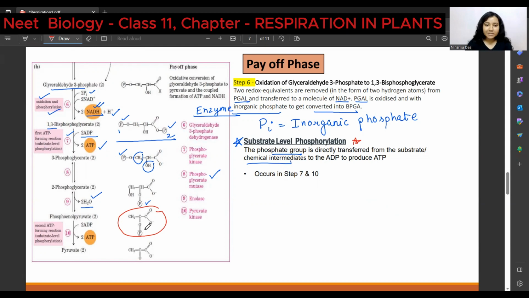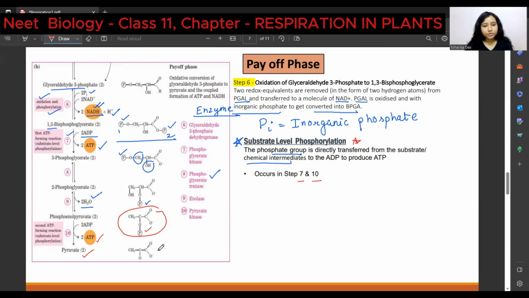So we will be seeing that the phosphoenol pyruvate is also going to participate in the substrate level phosphorylation, and the phosphate is present in the 2nd carbon. It is going to give its phosphate to the ADP, and it is going to form ATP. So again ATP is released. We can see ATP is released in step 7 and step 10 by the substrate level phosphorylation, and it is going to form pyruvate.